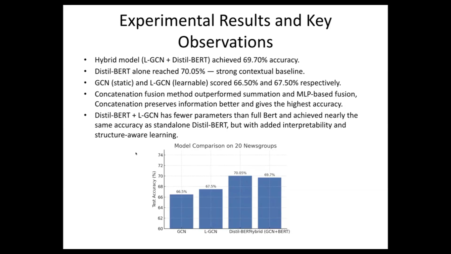What's also worth seeing is that our model is lightweight, and yet matches the performance of heavier models while offering greater explainability and structure-aware learning. So the trade-off is both efficient and interpretable.